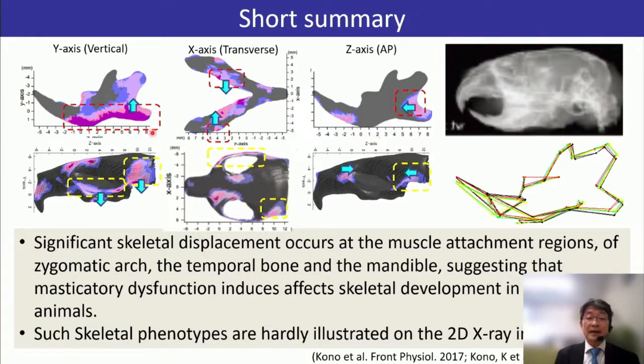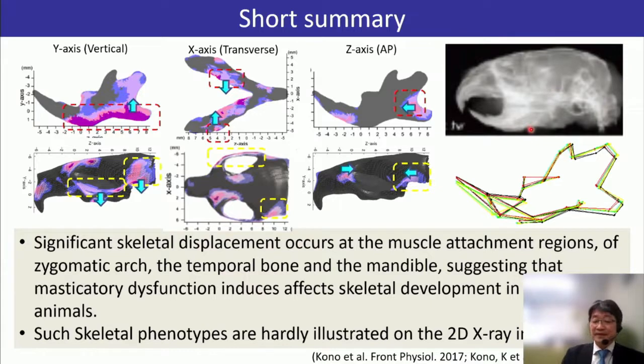And since the skeletal phenotypes in those areas are hardly illustrated on the 2D X-ray image, we may overlook the essential findings and phenotypes in the evaluation of the soft food diet mouse.